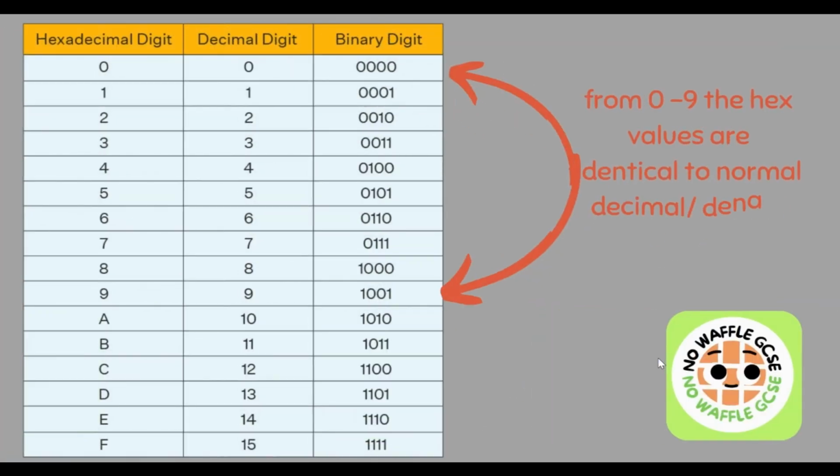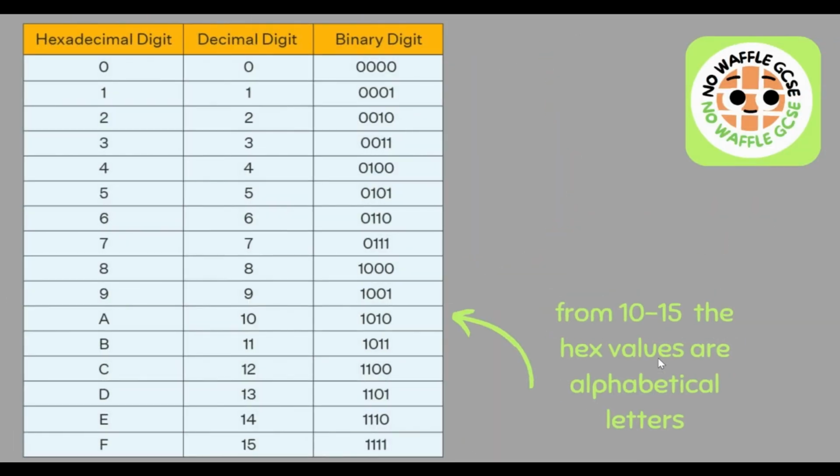Now, from 0 to 9, the hex values are identical to normal decimal or normal denary values. So if you wanted to say what 6 would be in hexadecimal, it's just 6. But from 10 to 15, the hex values are actually alphabetical letters. So if you wanted to say what 13 is in hexadecimal, it would be D.